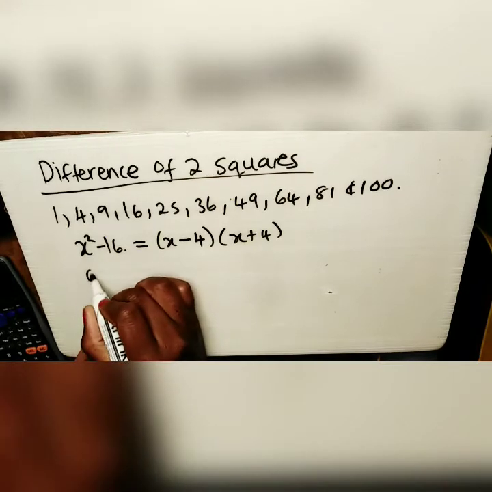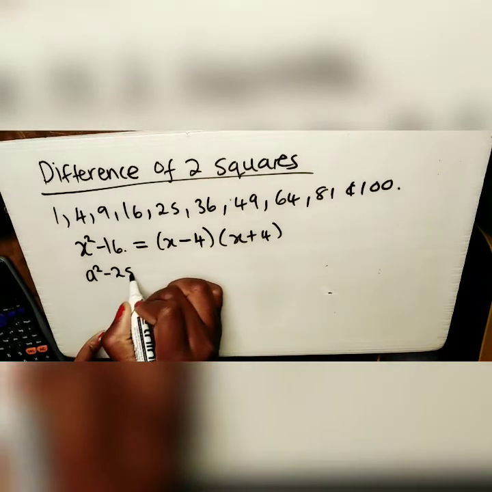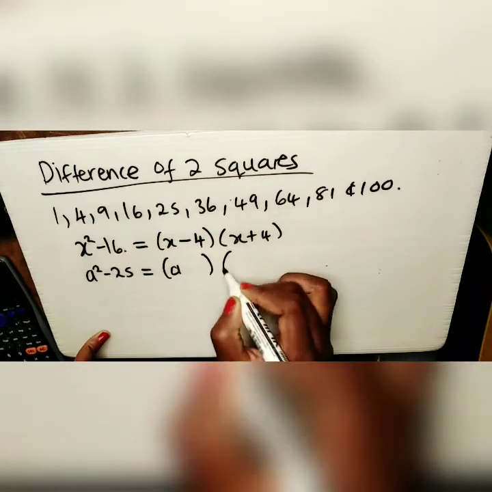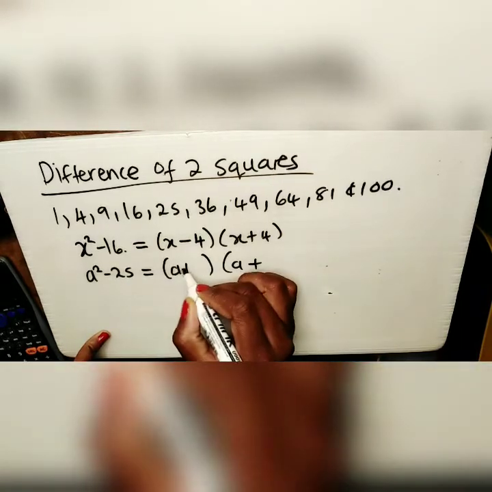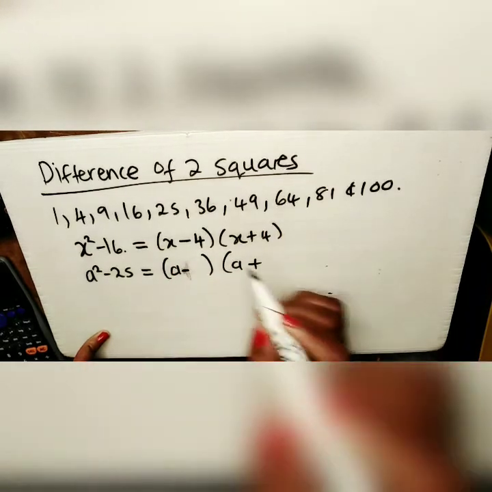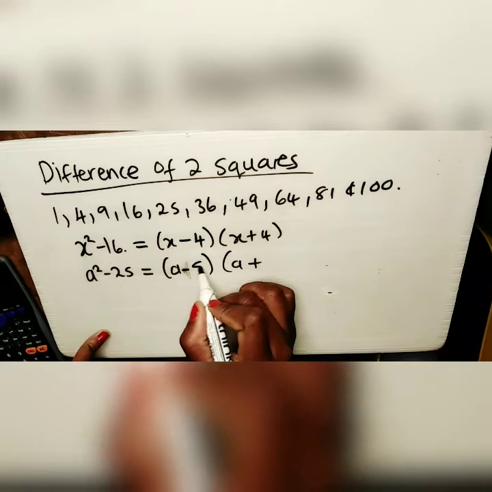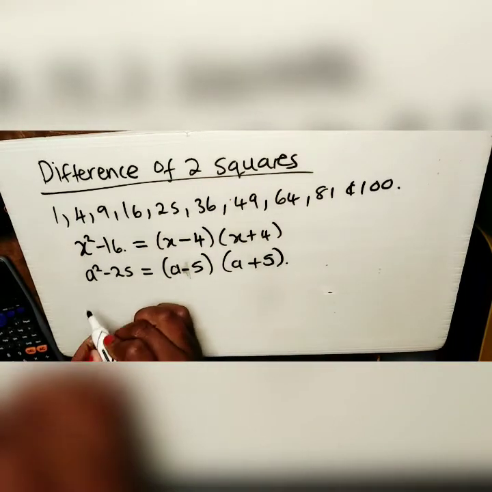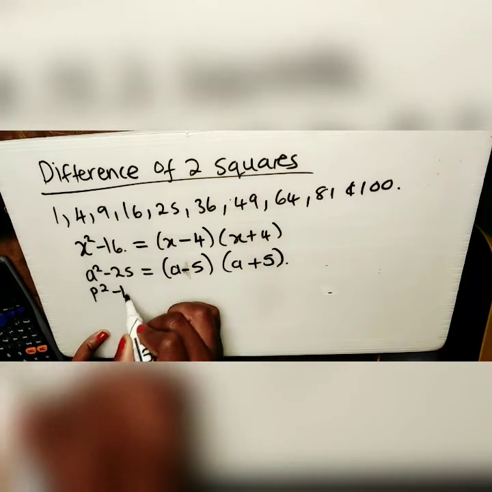What about if they say a squared minus 25? Do the same. The square root of a squared is a. So you write your a like that, a plus and a minus. The square root of 25 is 5. So it's a minus 5 and a plus 5. It doesn't matter whether you start with the plus or you start with the minus.